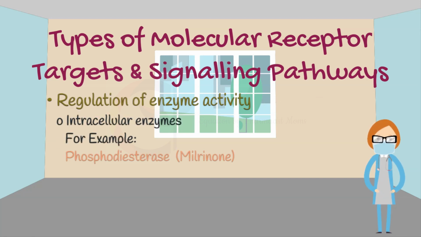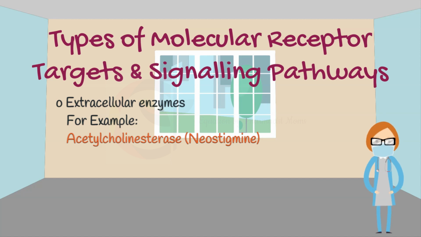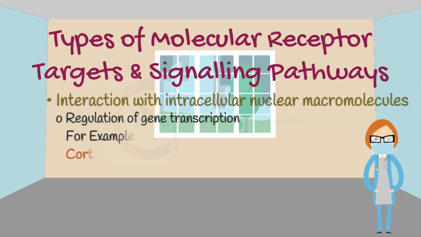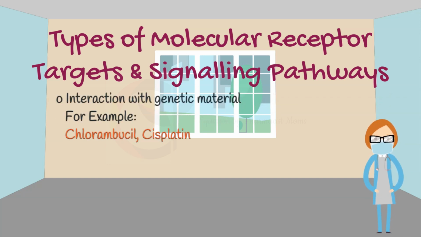Regulation of enzyme activity. It includes intracellular enzymes, for example phosphodiesterase, such as milrinone. Extracellular enzymes, for example acetylcholinesterase, such as neostigmine. Interaction with intracellular nuclear macromolecules. It incorporates regulation of gene transcription, for example, corticosteroids. Interaction with genetic material, such as chlorambucil, cisplatin.